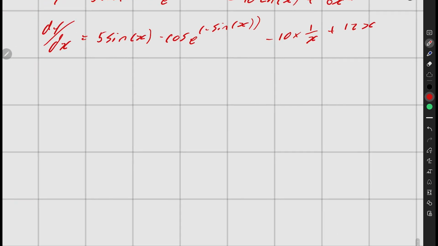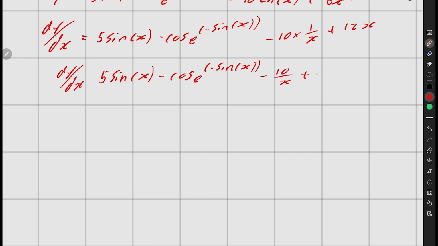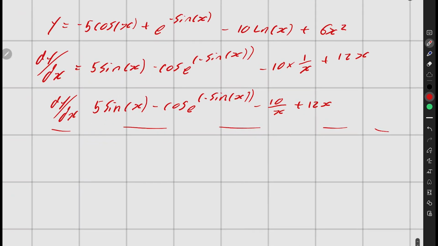I can probably simplify this down a bit. Let's start by writing dy dx equals 5 sine of x minus cosine of x times e to the minus sine of x minus 10 on x plus 12x. You could probably mess around with this, try and simplify it down a bit more if you want to, but we'll just leave it like that. And if you got this one correct, well done. If you didn't, go back, rewind the video. Definitely make sure you can do this before moving on to the next video.